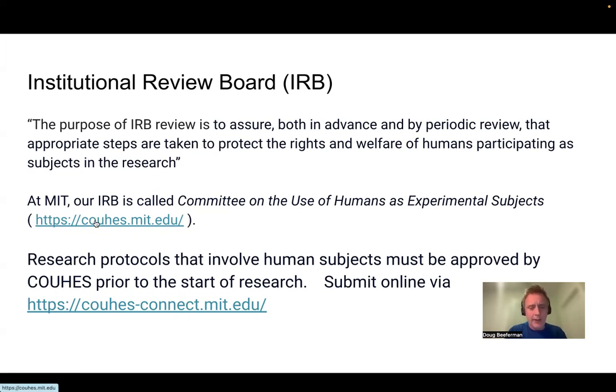So if you go to COUHES at MIT.edu, you'll see all the information about the Belmont Report. You'll see information about MIT's IRB and its various institution-specific nuances. And then you'll also find a link to this thing called COUHES Connect, which lets you submit a protocol for approval.